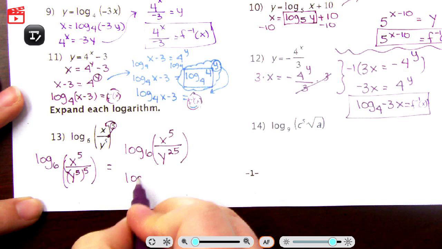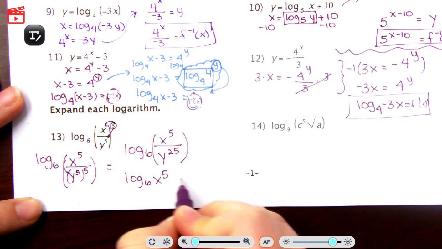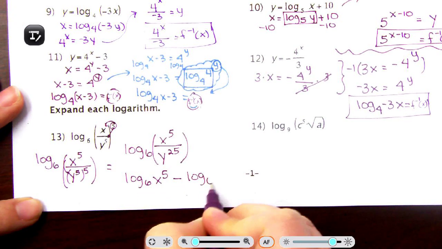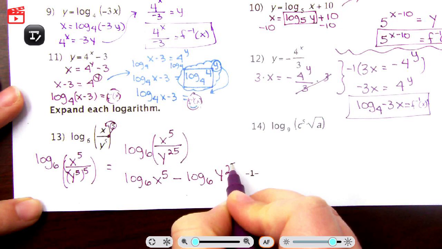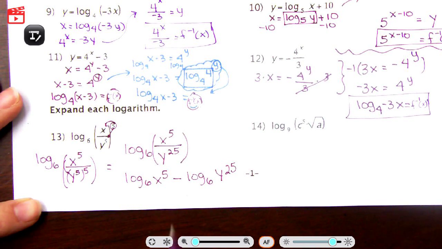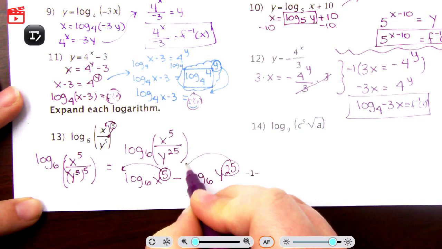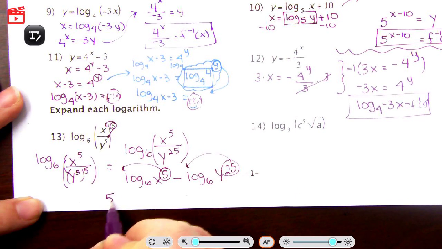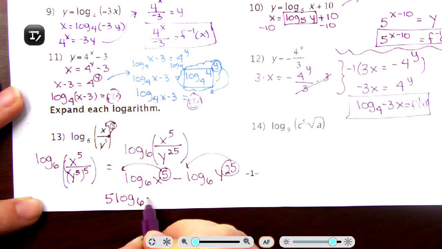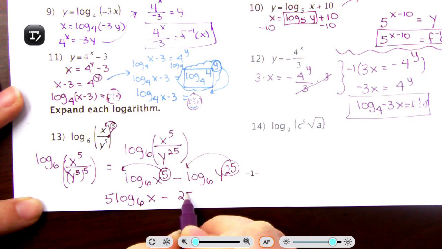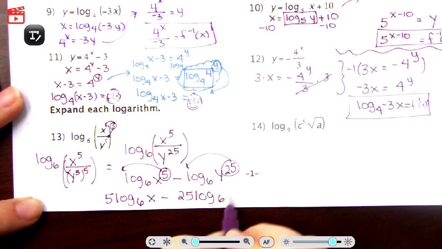So we have log base 6 of x to the 5th power minus log base 6 of y to the 25th power. We're not done yet because it's expanding. So take your exponent, bring it out in front. So 5 log base 6 of x minus 25 log base 6 of y.